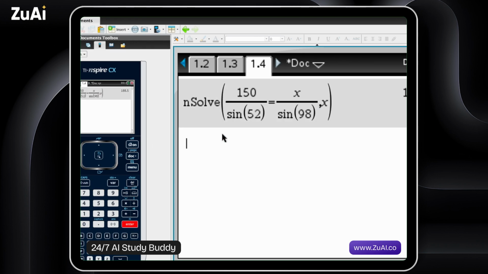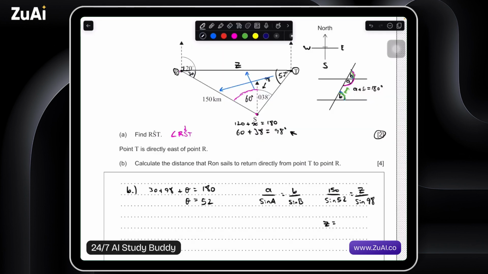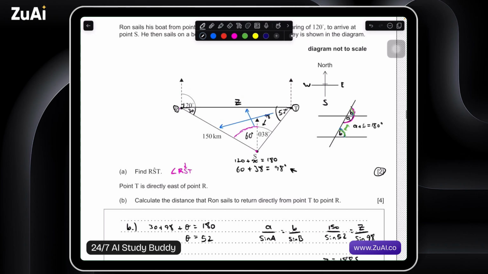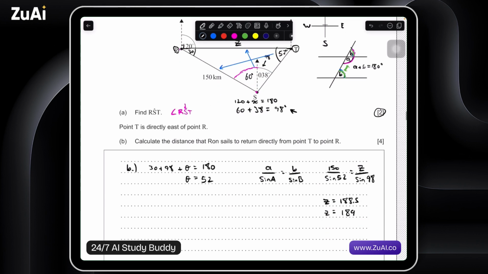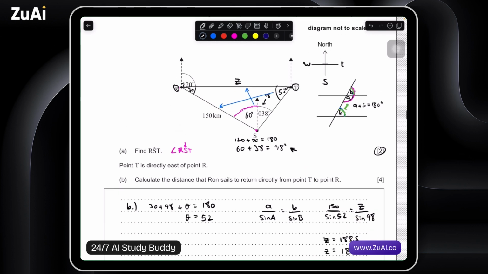Is equal to 188. So, returning back to the document, Z, or the missing side length, is 188.5, to 3 sig figs, 189 kilometers. That's how far he needs to travel. And it's actually not a bad question, to be honest. Making use of these co-interior angles, but otherwise not too bad.